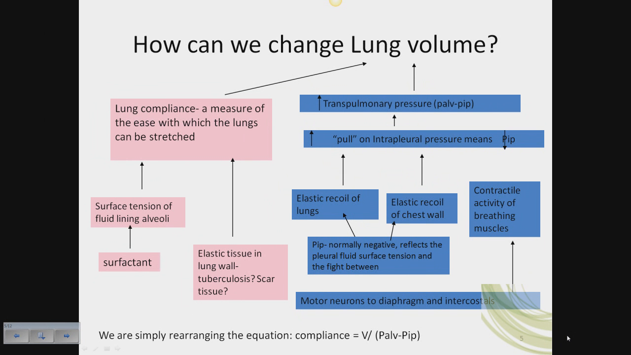So how can we increase the pull, the fight between these two structures, the chest wall and the lungs? Well, we can have more elastic recoil of the lungs. We can have more elastic recoil of the chest wall. Or we can give more contractile activity to the breathing muscles by sending more action potentials through the motor neurons to the diaphragm and intercostals. So all of that is a way where we can get a greater transpulmonary pressure to get better changes in lung volume. And again, we need changes in lung volume to precede airflow.